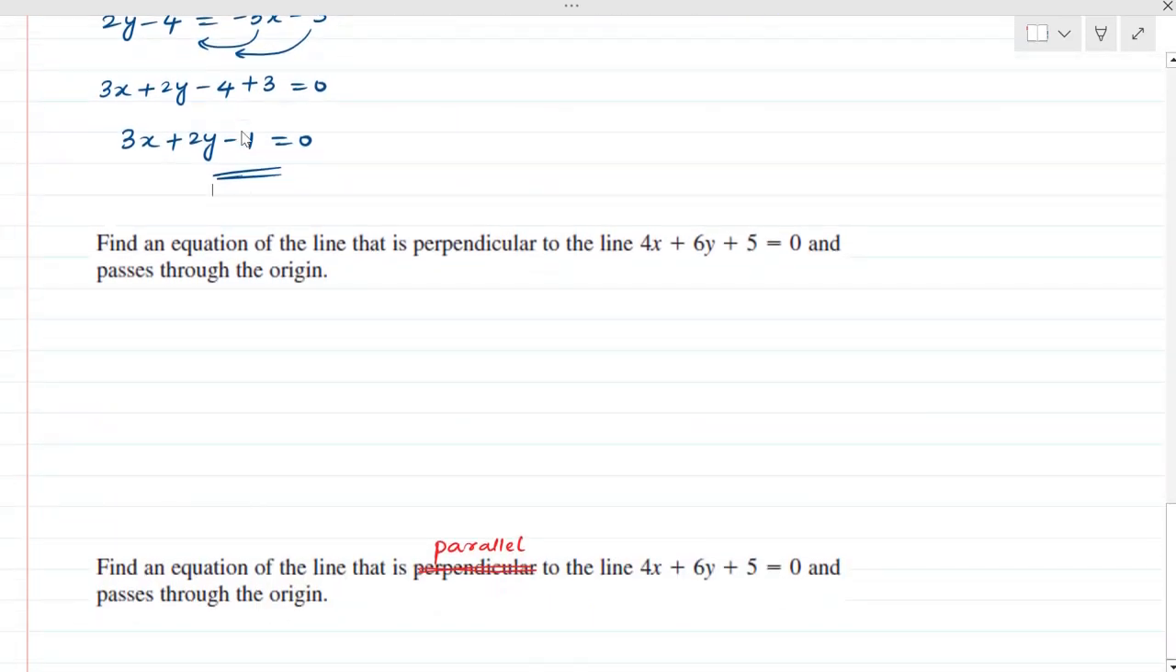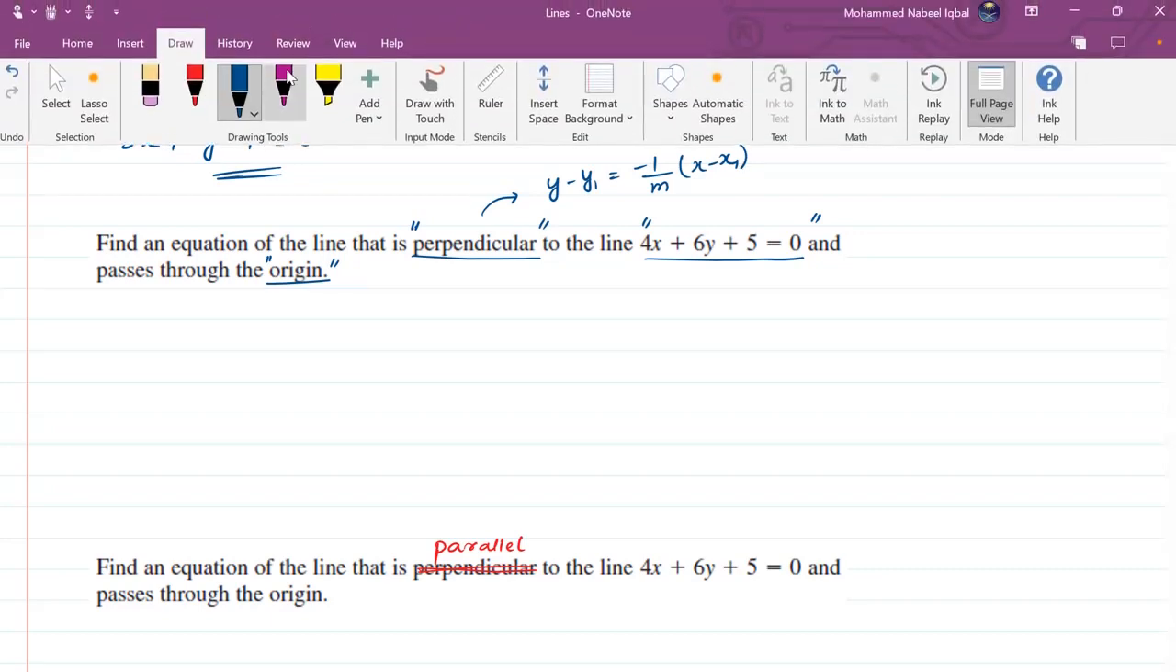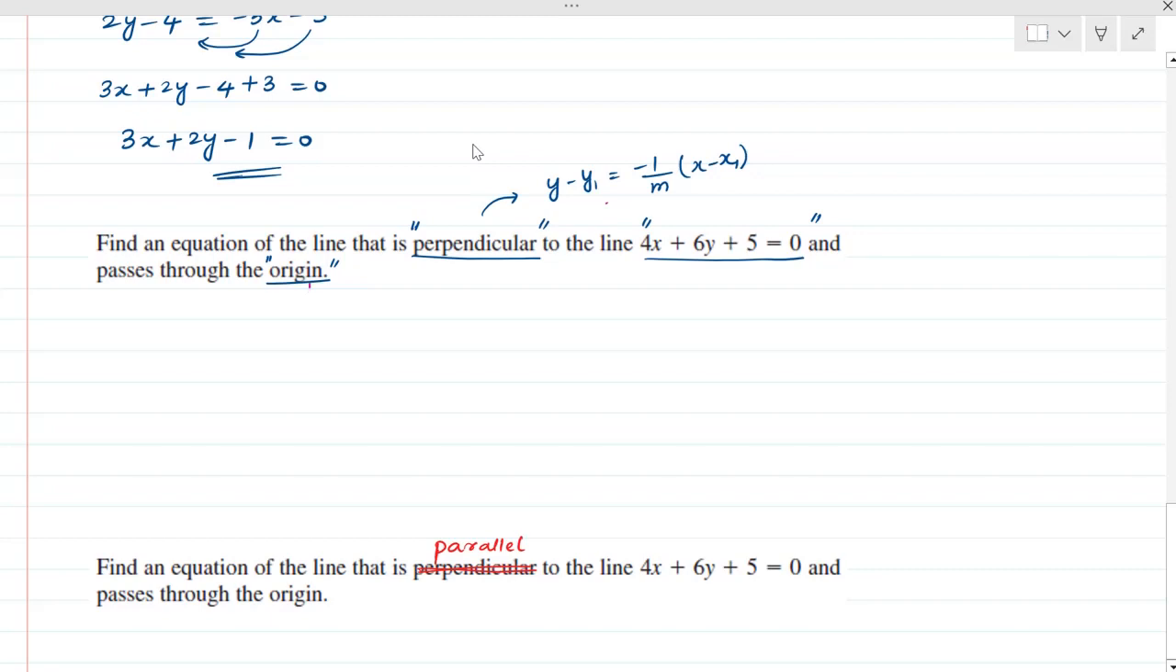Now the next one. In this question, it is given: find the equation of a line that is perpendicular to the given line and passing through the origin. First of all, in order to calculate the perpendicular line, what is the formula we have? y minus y1 equals minus 1 over m times x minus x1. In this one, we need x and y. What is x and y here? The origin is the point 0, comma 0. So we get x, comma y.